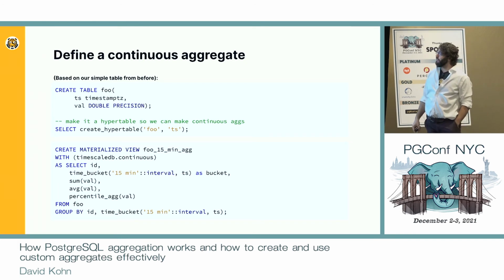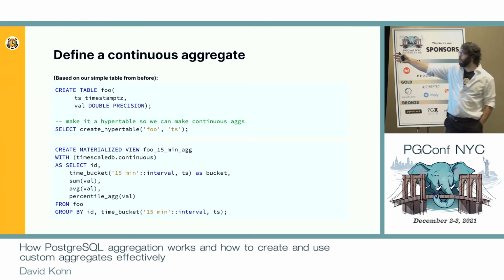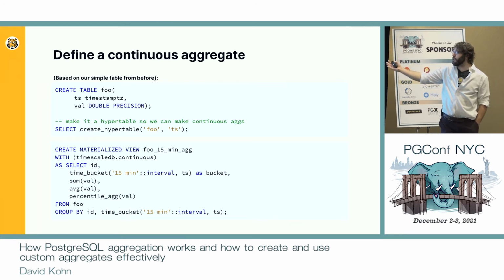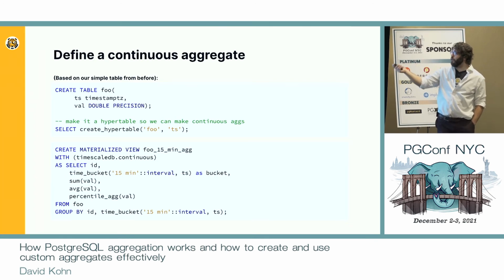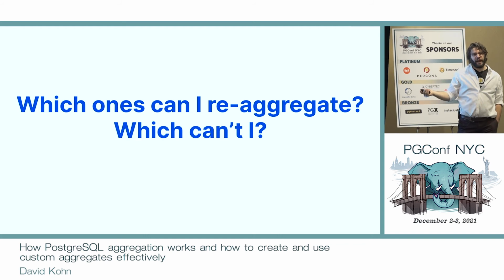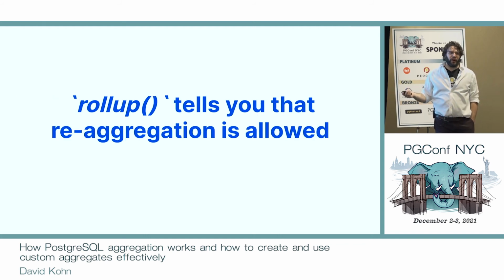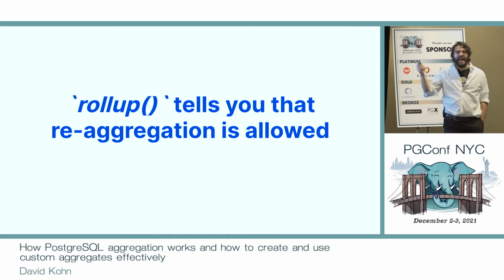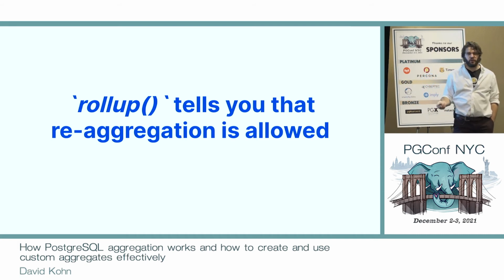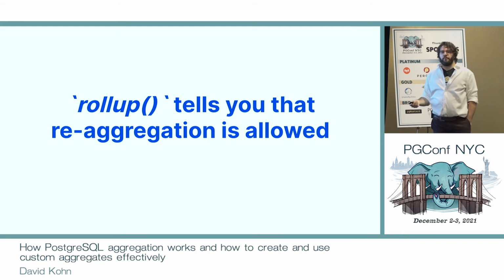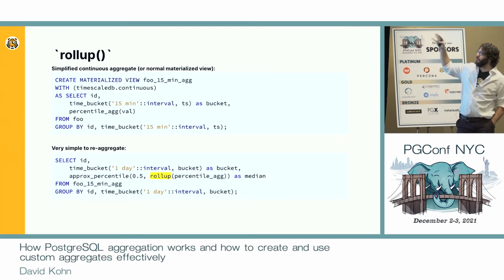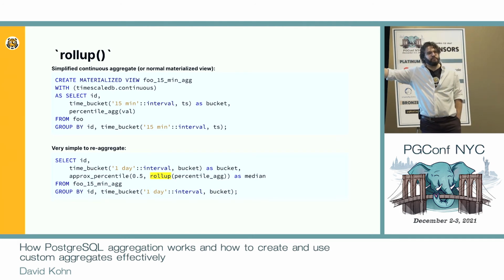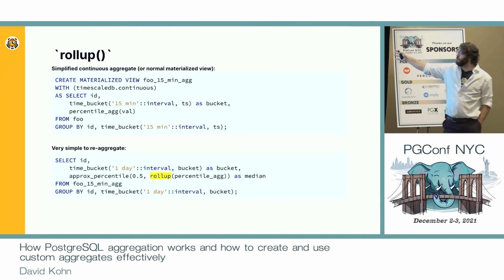So if I were to do something with our continuous aggregates, where I produce a continuous aggregate with some average and percentile ag, I know that I can roll up percentile ag. I don't know that I can just keep going with some other aggregate. So rollup is this keyword that now allows us to say, hey, you can reaggregate this. It is safe to do. And if there isn't a rollup, then it's not safe to do. That's it. So this is very simple to reaggregate. We can just do that at query time. It's very easy to do.